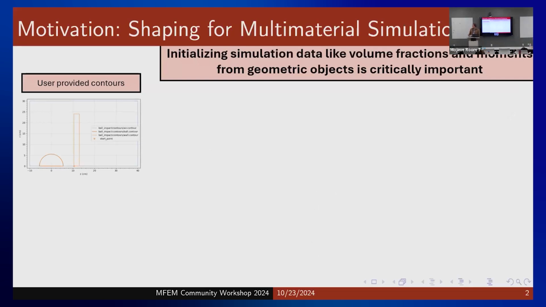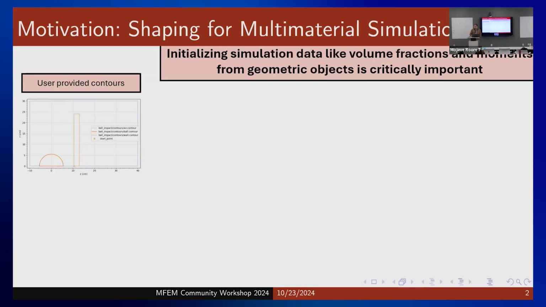A lot of interesting physics simulation starts with some user-provided geometric object, which is usually defined in terms of its boundary. But before you can actually send that data to an actual code, there's a lot of pre-processing you need to do. And in particular, we're focused on the shaping problem where you need to initialize volume fractions.